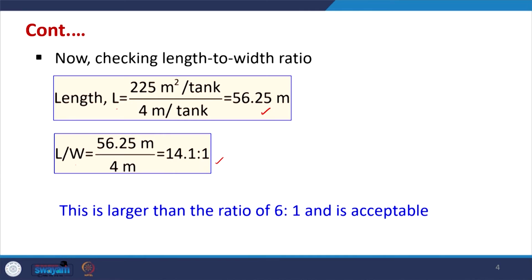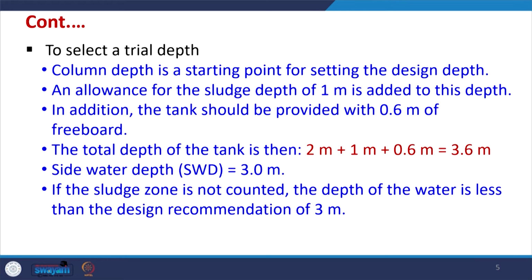So, these are the length values. We are now going to take 56.25, the L by W, where the width is already given. The area we have taken per tank is 225 and the width is 4 meter. So, this is taken. Now, we have to take the trial depth.